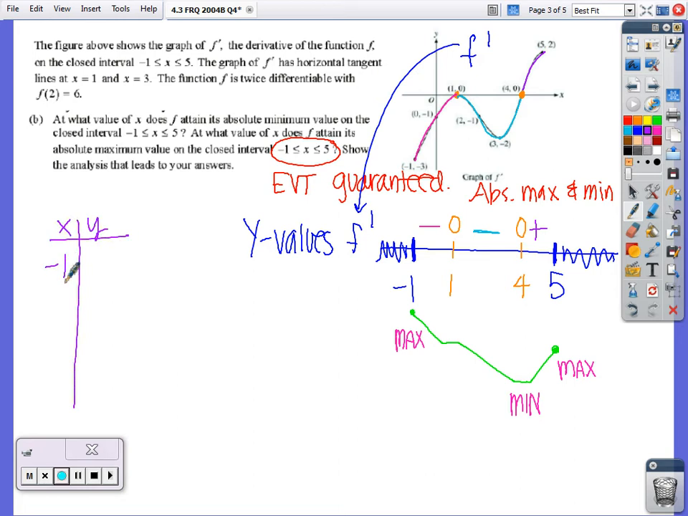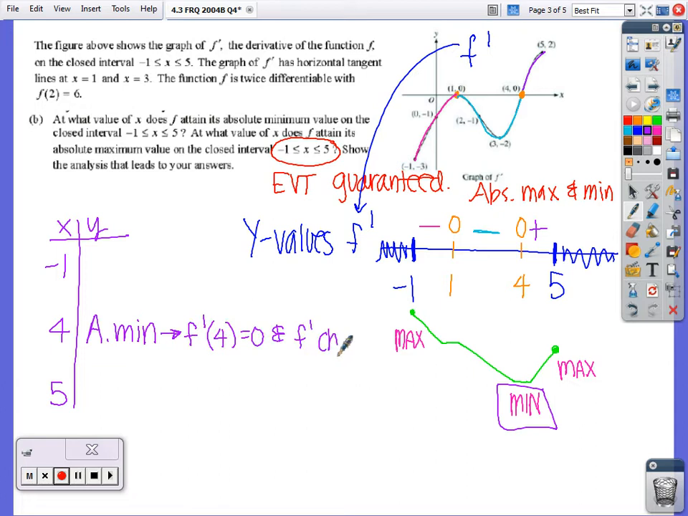So at x equal to negative 1, x equal to 4, and x equal to 5, we know that x equal to 4, since it's our only minimum, must be our absolute minimum. How do we know that? Because f prime of 4 is equal to 0, and f prime changes from negative to positive, and it's the only minimum. So we know that it must be the absolute.